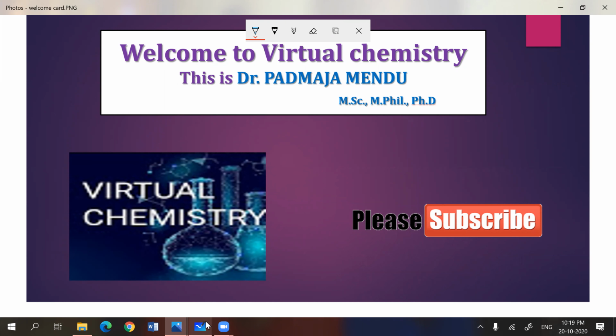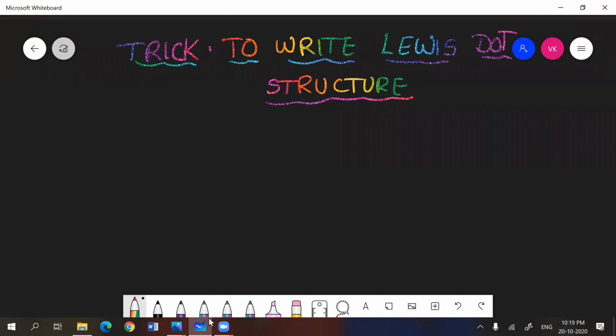Today we are going to discuss a simple trick to write Lewis dot structures very easily. The things you have to remember: first, you have to know a few atoms and their number of bonds. Hydrogen gives one bond, oxygen gives two bonds, nitrogen gives three bonds, carbon gives four bonds, sulfur gives two or six bonds, and similarly phosphorus will give you three or five bonds.